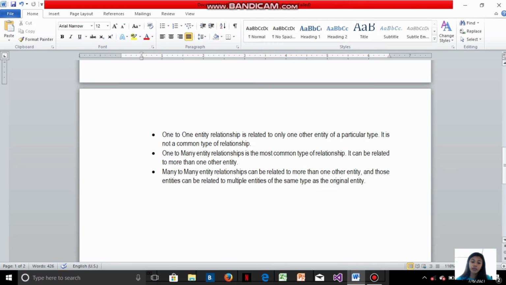And the last is many-to-many. Entity relationships can be related to more than one other entity, and those entities can be related to multiple entities of the same type as the original entity. So, ang example niyan is kunwari group ng students and other groups of students. Many-to-many entity.